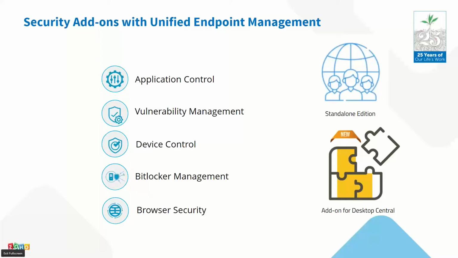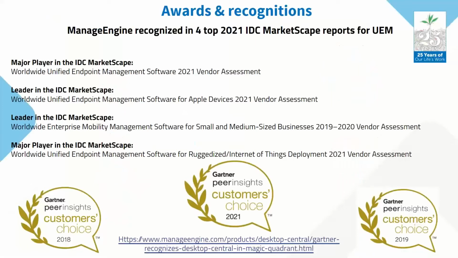So coming back to Desktop Central's Unified Endpoint Management, we have awards and recognitions as part of Unified Endpoint Management. I'm going to describe the last one that we got this year, the Gartner Peer Insights Customer Choice Award for 2021. We also got the award for 2018, 2019, and 2020, on a different front. And again in 2021, we got the Peer Insights Customer Choice Award, and we were also recognized in the top 2021 IDC MarketScape reports for unified endpoint management.